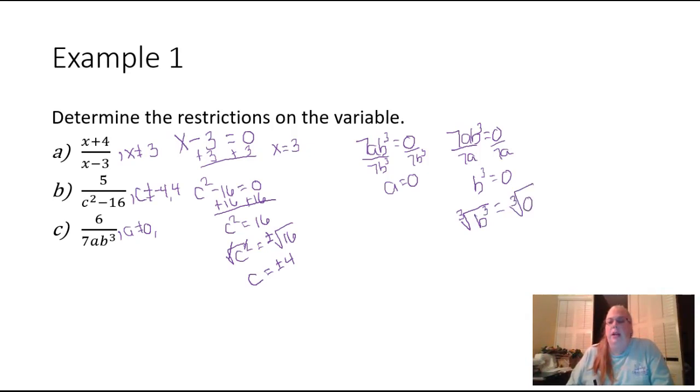On the left, the radical and the cube will cancel, leaving me with the variable b. On the right, the cube root of 0 is actually 0. So that means the restriction for variable b is that b cannot be equal to 0 either.